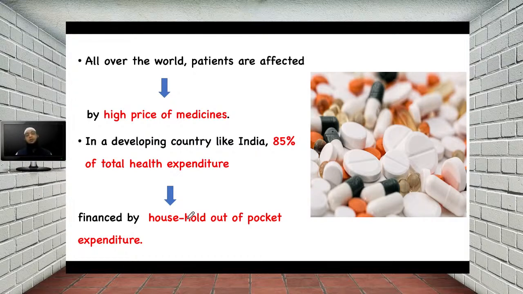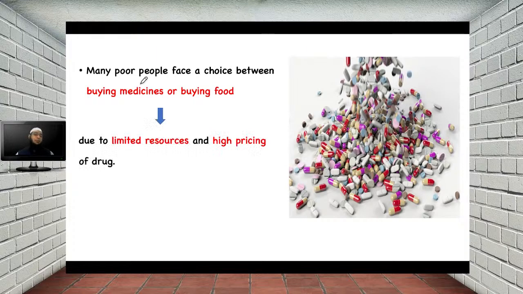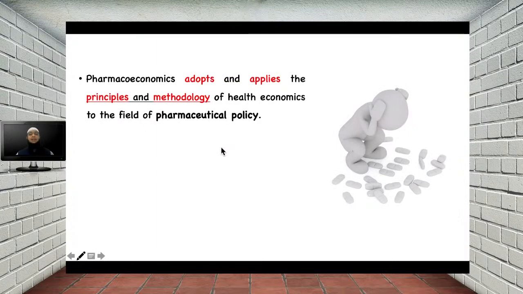But the condition is still worse in India, because many poor people face a choice between buying medicine or buying food. Obviously, when people are poor and cannot afford food, how can they afford medicine? Sometimes there is a dilemma: either buy the food or buy the medicine. As a result, many people are not taking medicine. It has happened due to limited resources and the high pricing of drugs. Okay, so this is the entire impact of the high pricing of drugs on the patient.